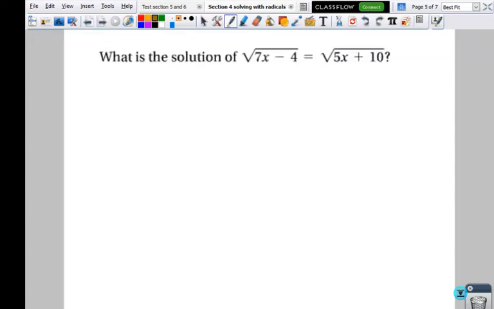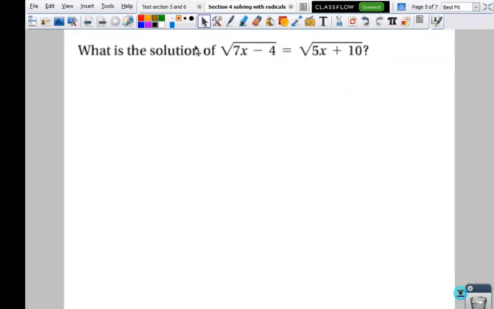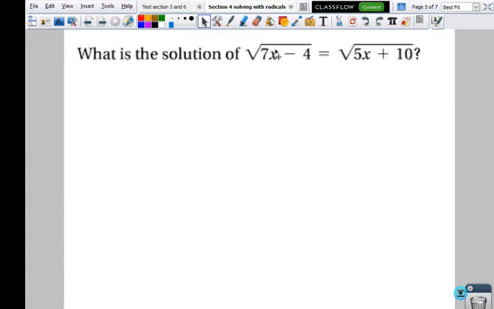Alright, let's do another one. So we're going to find the solution of square root of 7x minus 4, and it's going to equal square root of 5x plus 10. So they're square roots on both sides, right? Yeah. So get rid of your square root by squaring.